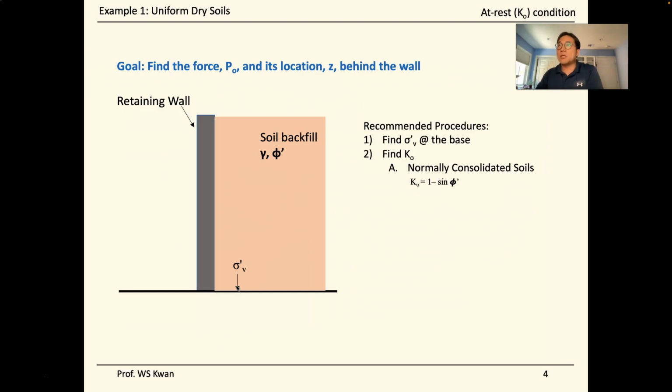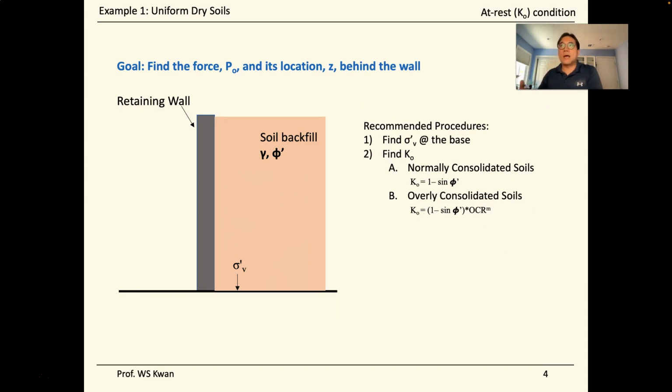If we have a normally consolidated soil, then K0 equals 1 minus sine phi, where phi is the friction angle. This is a uniform soil profile, so the whole profile has uniform unit weight and uniform friction angle. However, if your soil is overconsolidated, then K0 needs to consider the overconsolidation ratio to the power m. For typical soil m is about 0.4 to 0.5, but you need to check for design which parameters suit your soil type.